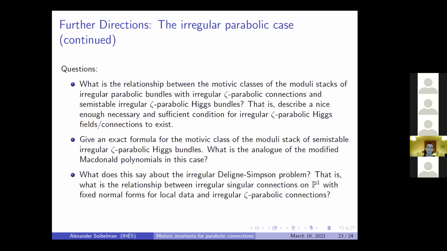The Deligne-Simpson problem asks about the existence of connections with some fixed normal forms for local data, namely fixed conjugacy classes of the residues. So I can ask instead whether I have a connection on a vector bundle on P1 where I'm fixing some other kind of, more general normal form, like say the HTL normal form for my irregular connection, and then ask the same question. Do there exist connections with this fixed irregular normal form? And then try to, once again, relate solutions to that question to motivic classes or non-emptiness of moduli stacks of some sort of irregular parabolic connections. Maybe there's some relationship there. But again, I don't know.